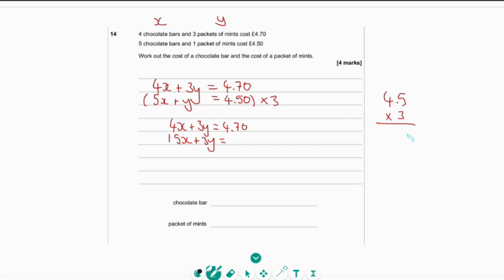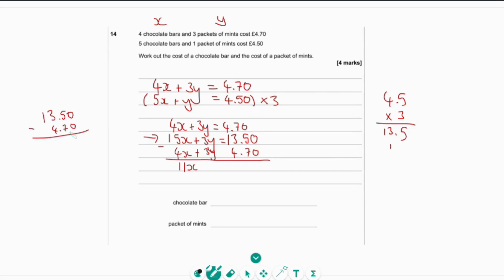It'll be £13.50. And then we're going to just switch them round. So we're going to have the 15x plus 3y equals £13.50 on the top. Just going to make it easier. Subtract the equations. 15x take away 4x is 11x. 3y take away 3y is 0.